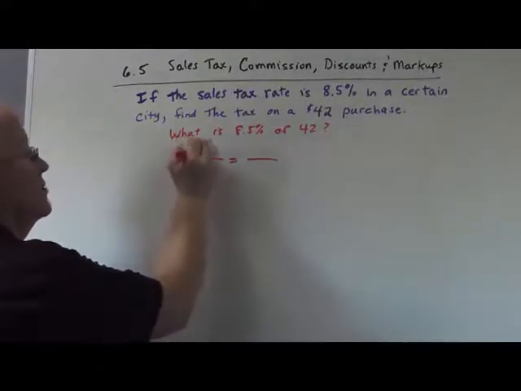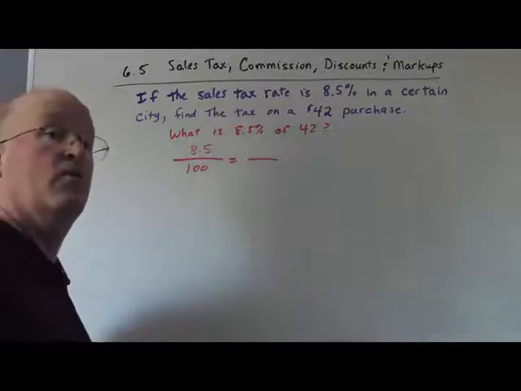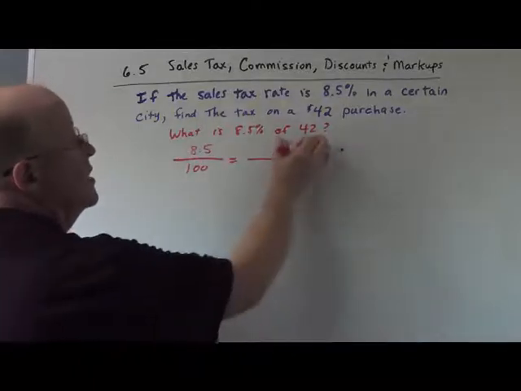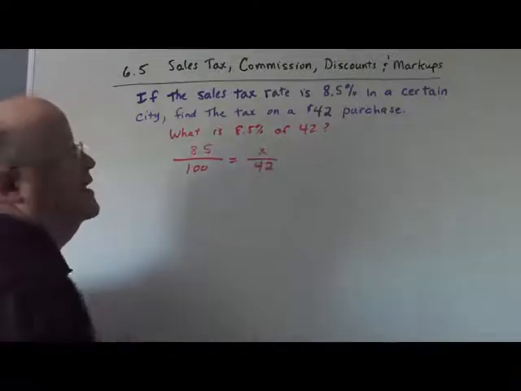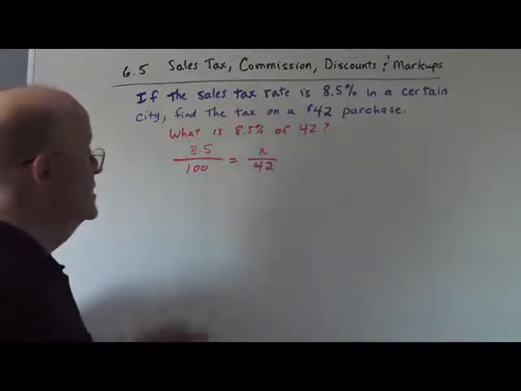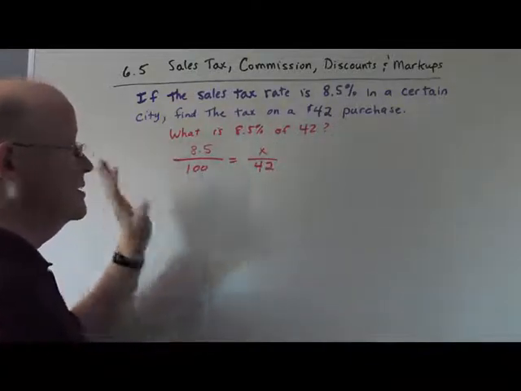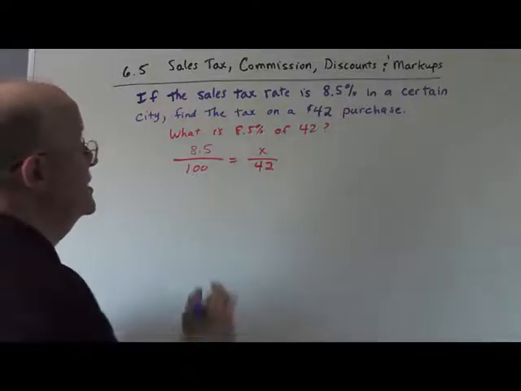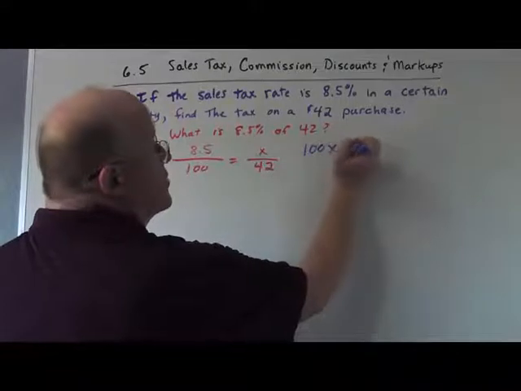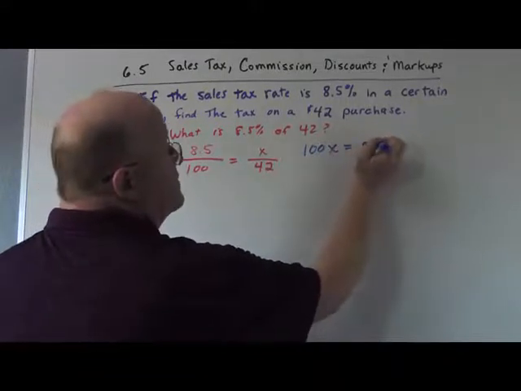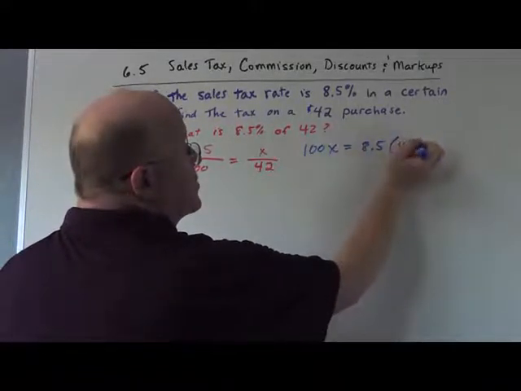And I'm going to go with the proportion approach here. We're given 8.5%, which puts the 8.5 over the 100, of 42, puts the 42 down in the denominator, and our x is in the top right corner. Since we don't want to mess with decimals here, I'm going to go straight to cross multiplication. One diagonal is 100x. The other diagonal is going to be 8.5 times 42.